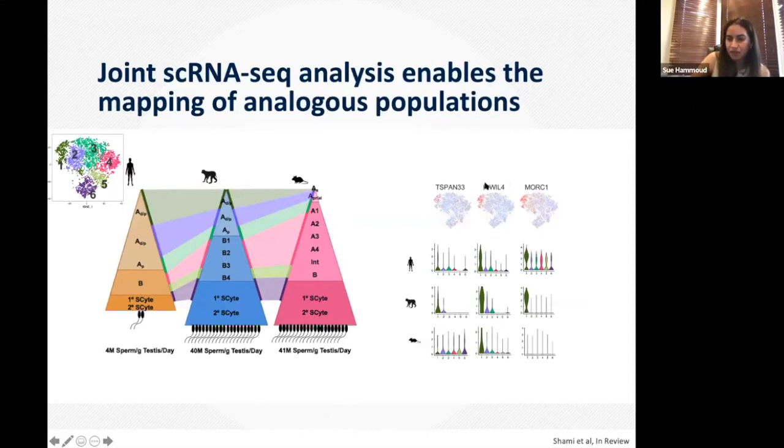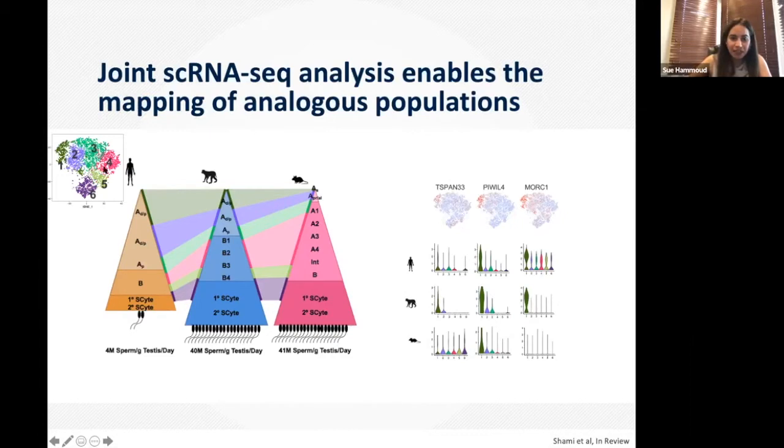And this is shown here by PWL4, which is highly expressed in spermatogonial population 1 in human. It's also a really good marker in macaque, and a good marker also in the mouse spermatogonial stem cell population. However, there are other markers that we identified for population 1 that only work, for example, in the primate species, but are really not good markers for mouse. So basically, we've identified a large number of conserved and diverged markers for these 6 molecular subtypes.